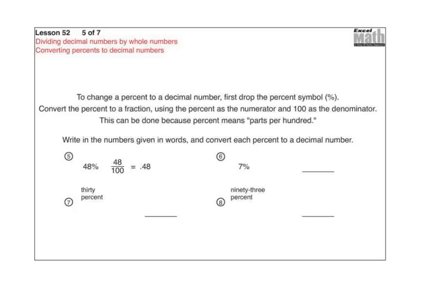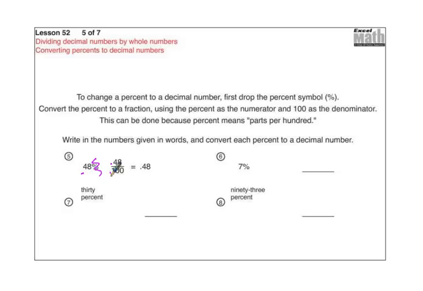All right, now we're going to talk about changing percents into decimals. So to change a percent to a decimal number, first drop the percent symbol and get rid of that. And then convert the percent to a fraction using the percent as a numerator and the 100 as a denominator. This can be done because percent means parts per 100. 48% means 48 out of 100.